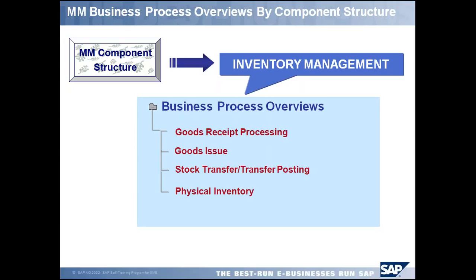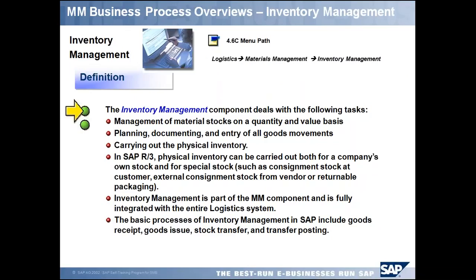These are the four areas: goods receipt processing, goods issue, stock transfer, transfer posting. We'll be learning the movement types over here, and the physical inventory. So let's go ahead. So if you can see here, this particular component in this particular business of SAP MM module.